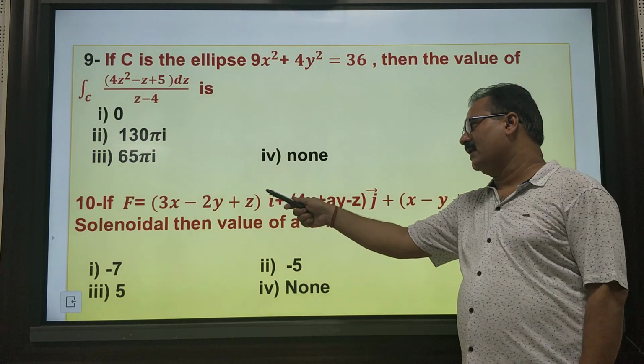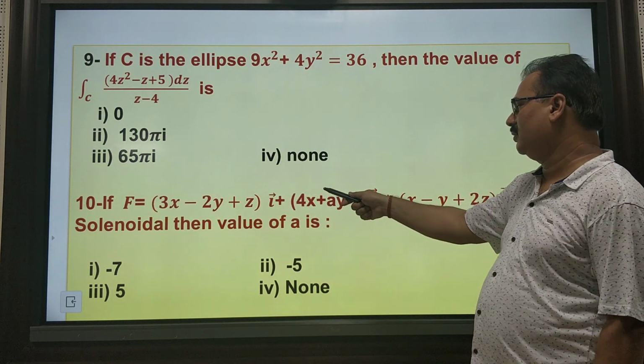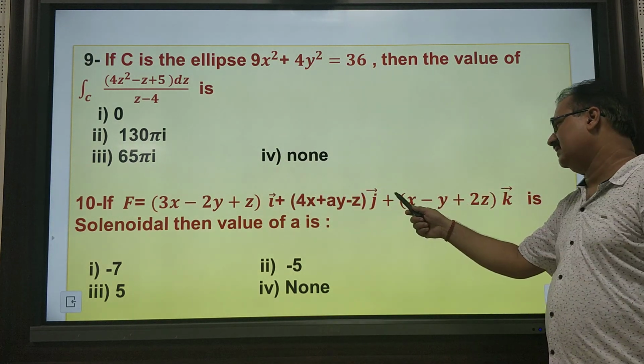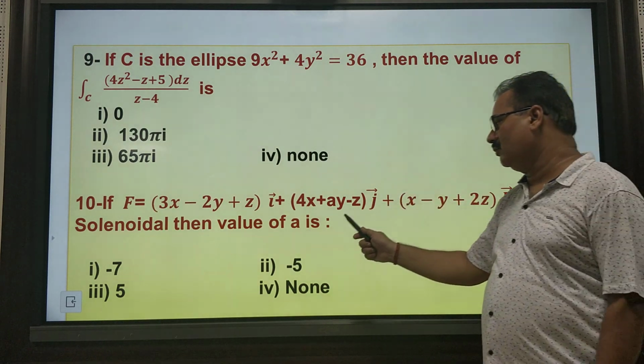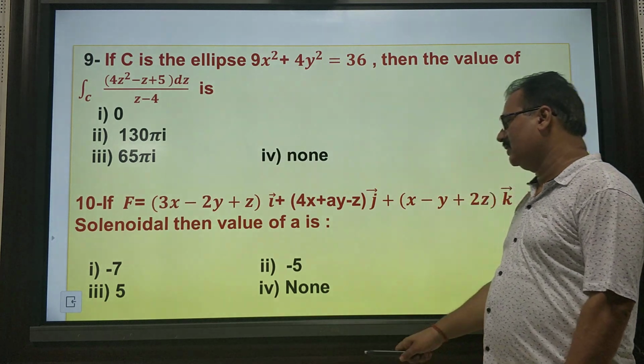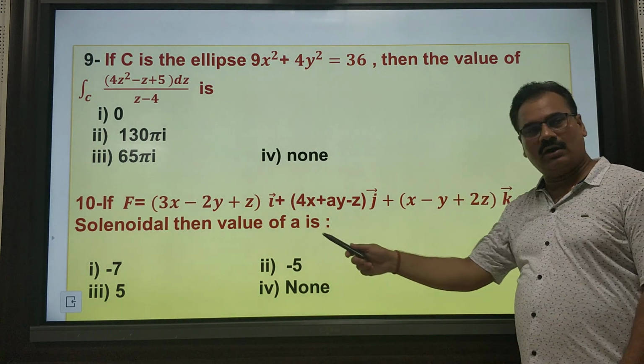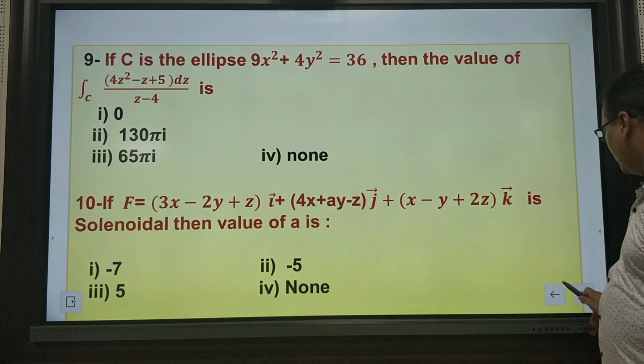The 10th question is, if F = (3x - 2y + z)i + (4x + ay - z)j + (x - y + 2z)k is solenoidal, then the value of a is: first option is -7, second option is -5, third option is 5, fourth option is none.